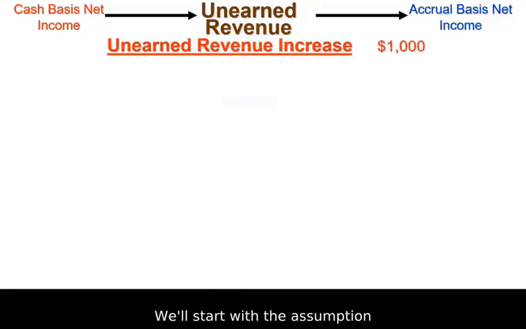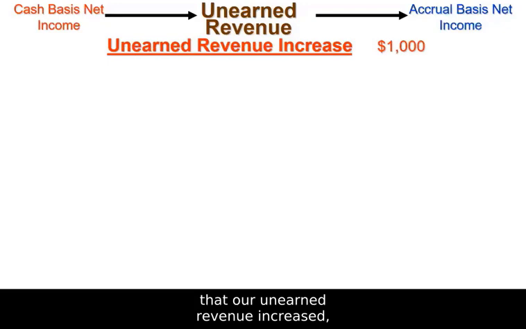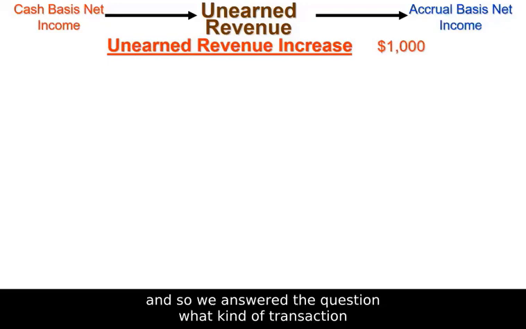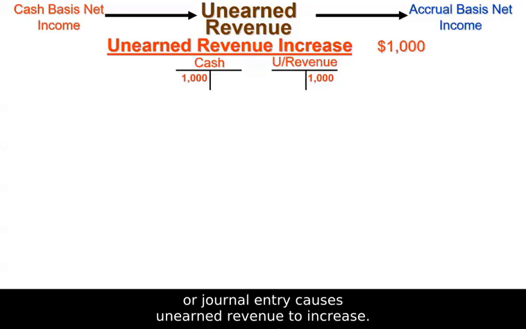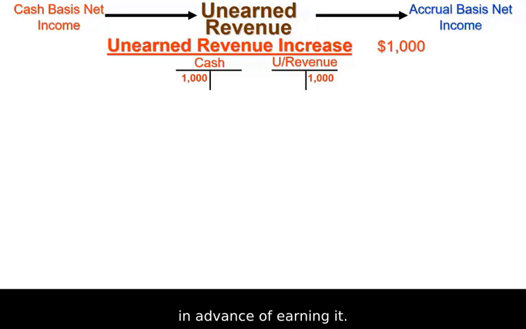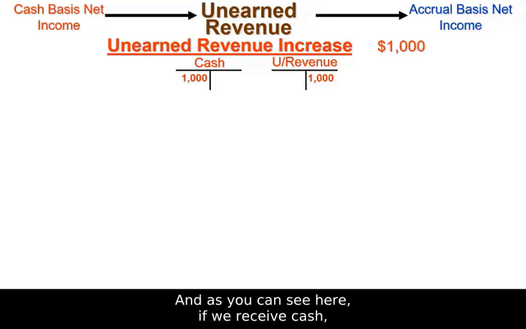Let's move on then to another liability, unearned revenue, or the other name for it is deferred revenue. We'll start with the assumption that our unearned revenue increased. And so we answer the question, what kind of transaction or journal entry causes unearned revenue to increase? That would be the result of receiving cash in advance of earning it. And as you can see here, if we receive cash, then for cash basis, we treat this as a revenue. It has no effect on accrual basis revenues. For accrual basis, it's only a liability.